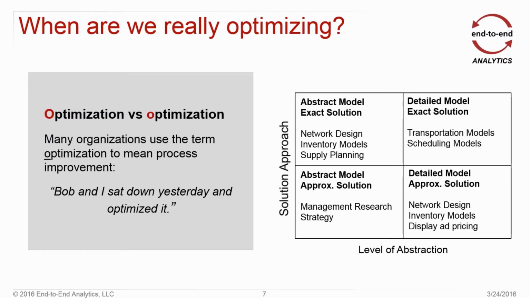Now, there's different types of problems, and for different types of problems, you're going to want to do something different. If you're looking at something like a transportation model or a scheduling model, that's where you generally want to include a high level of detail. However, if you're looking at a network design model, that might be something where you might want to consider a more abstract approach.